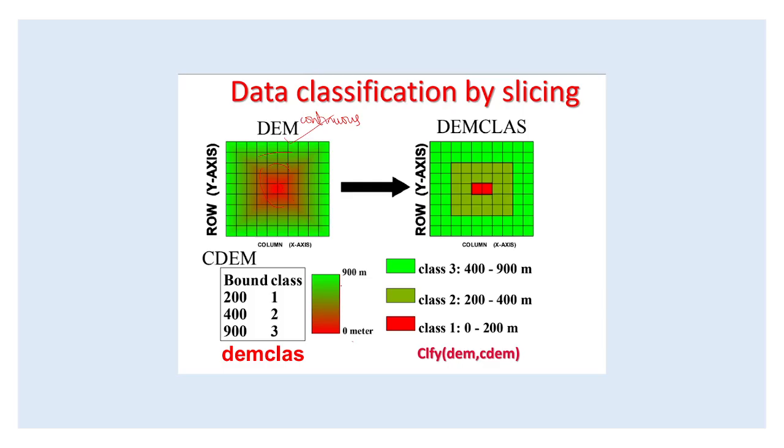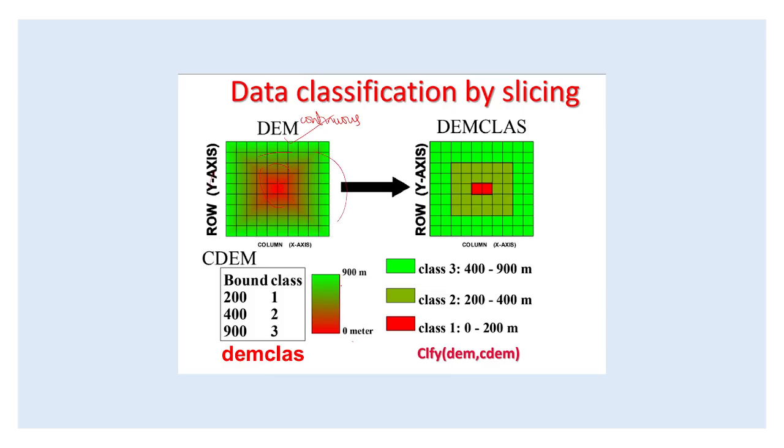Because here you have a gradient from 0 to 900, that's it. But when you reclassify it, you are giving this input that I want to classify this into, say, three classes, and class 1 will be from 0 to 200, class 2 will be from 200 to 400, and class 3 will be from 400 to 900. So accordingly, you can see how it has been classified.